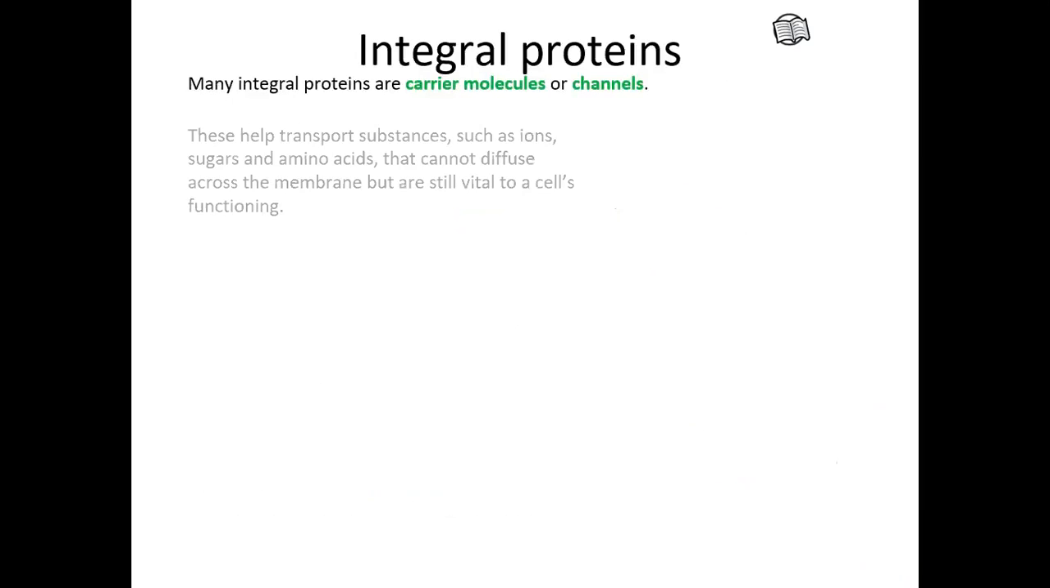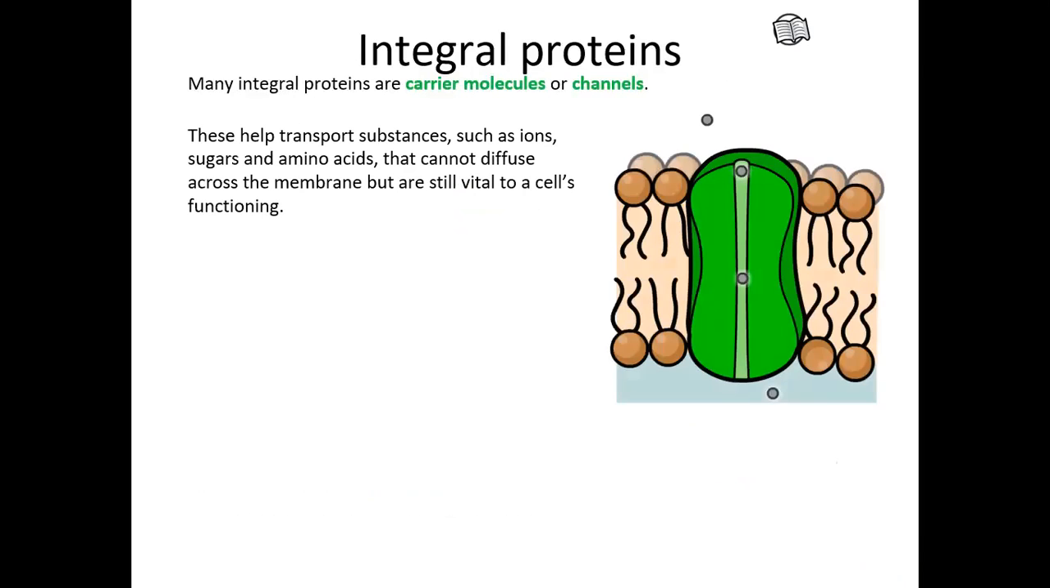So integral proteins, what are they? What do they do? So these are the ones that span the whole width of the membrane. Many integral proteins are carrier molecules or channels. So we call them carrier proteins, channel proteins. And what they do basically is help transport substances such as ions, sugars, and amino acids that can't diffuse across the membrane but are still vital to a cell's functioning.